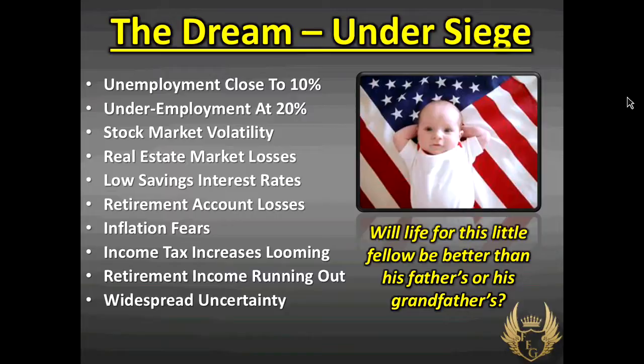Right now, the dream is under siege. Unemployment is close to 10%. That number is probably much higher because that only includes people who are actually collecting unemployment. Underemployment is at 20%. Jeff Wardell gave a presentation back in Galveston. There are 242 million people in this country. Less than 50% have a full-time job. That means over half of the population are working either one part-time or multiple part-time jobs or not at all.